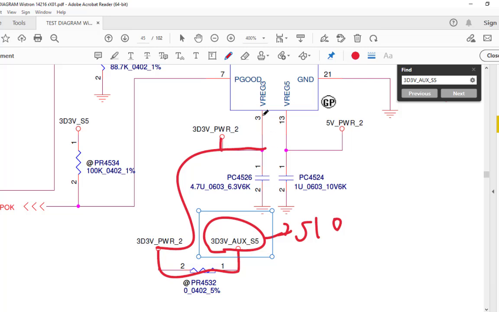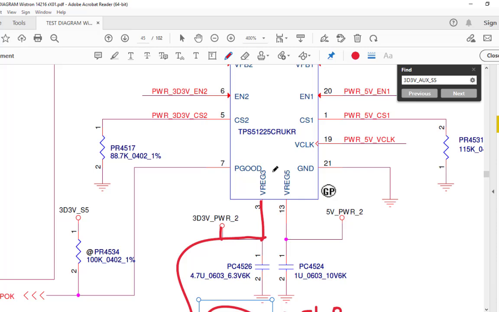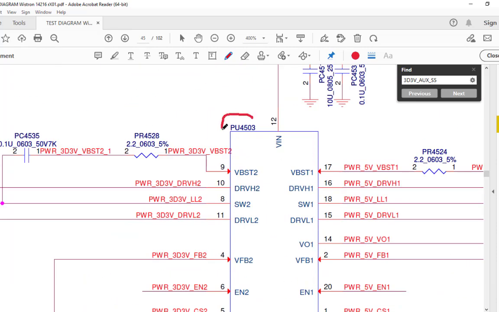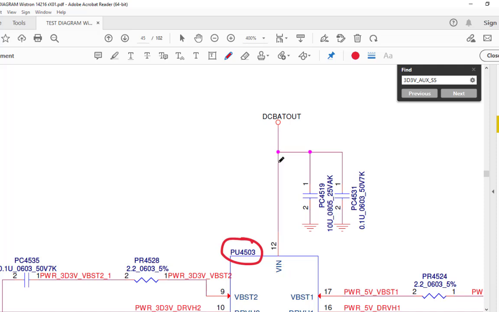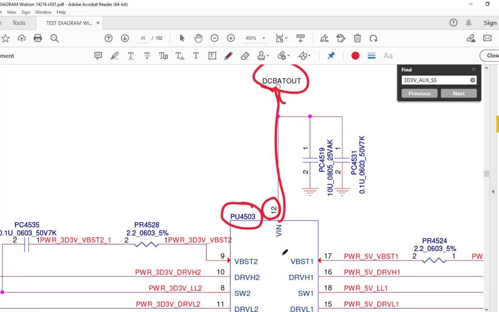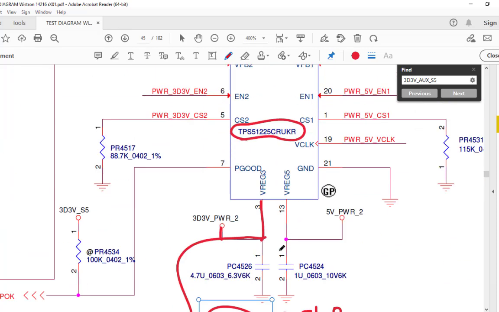Okay, so that means this voltage is coming from here, and the location of the chip is PU4503 and the chip number is TPS 511225. So this is a 3 volt and 5 volt chip. The voltage goes to the chip from DC bat out, that is from the current sensing resistor. This 19 volt goes to the chip at pin number 12, and once it receives the voltage, the chip will generate two voltages. One is 3.3 volt at VRG3, and at pin number 13, 5 volt will be generated.